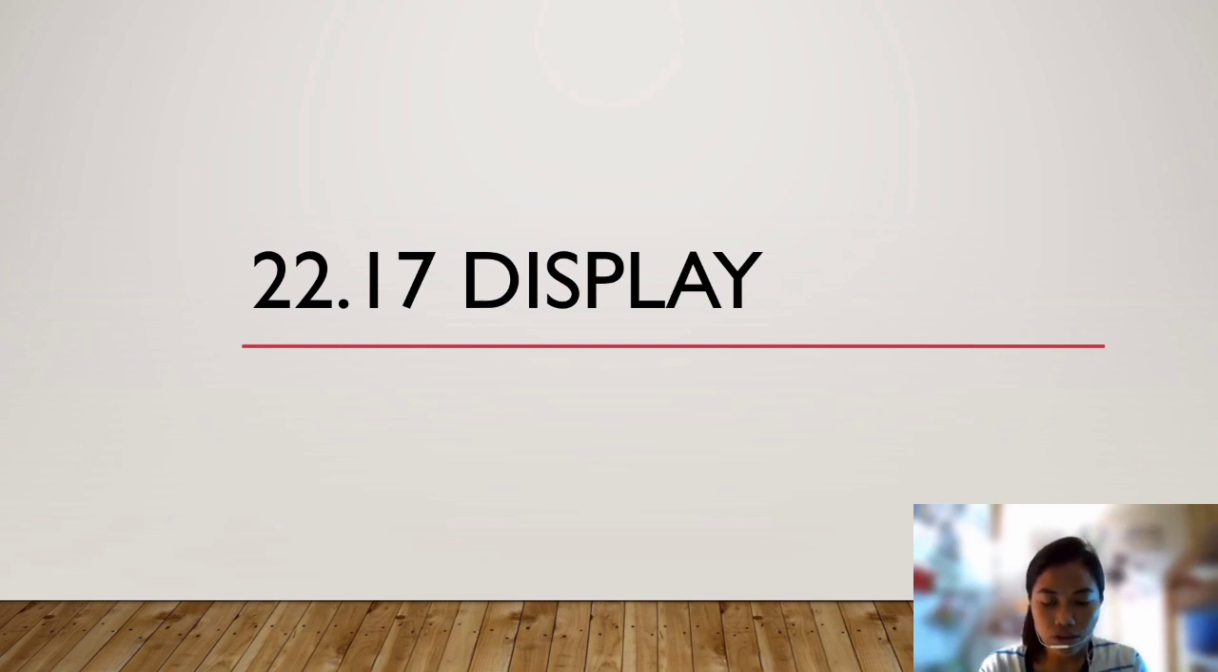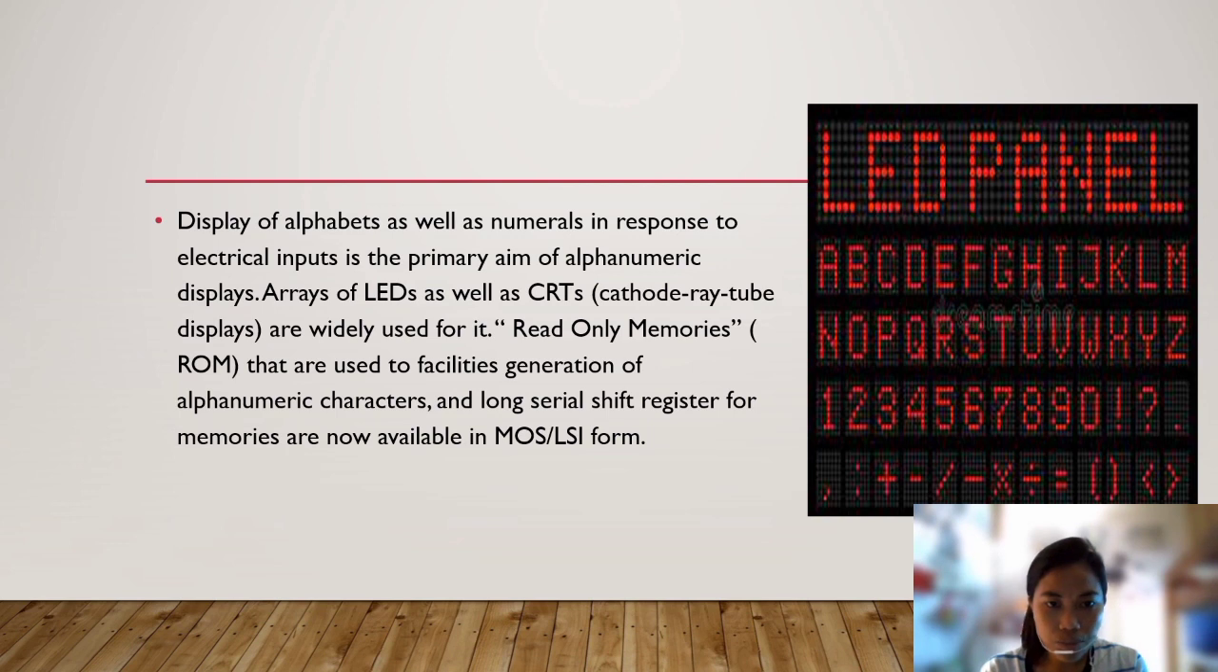22.17 Display. Display of alphabets as well as numericals in response to electrical inputs is the primary aim of alphanumeric displays. Arrays of LEDs as well as CRT or cathode ray tube displays are widely used for it. Read-only memories or ROMs are used to facilitate generation of alphanumeric characters, and long-series shift registers for memory are now available in MOS and LSI form.